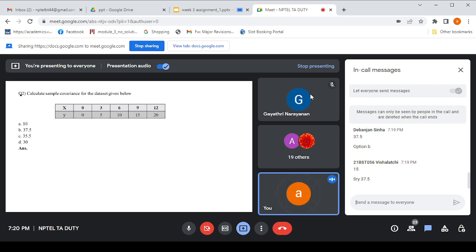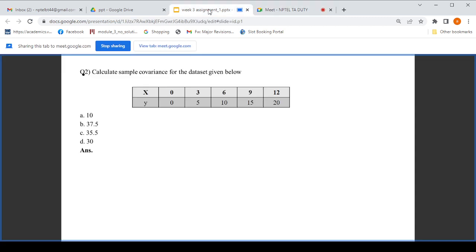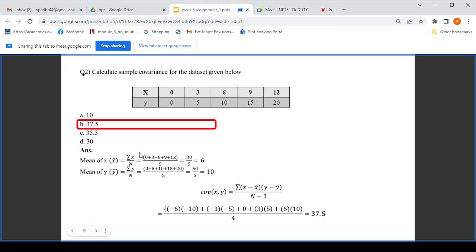Okay. So the correct answer is 37.5. Now I am moving to the solving part. First we'll calculate the mean of x. Here we have 5 values. The formula of the mean is the summation of x values divided by the total number of samples. So the values are 0 plus 3 plus 6 plus 9 plus 12 divided by 5, so the mean of x comes as 6.